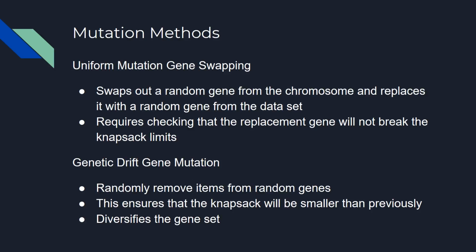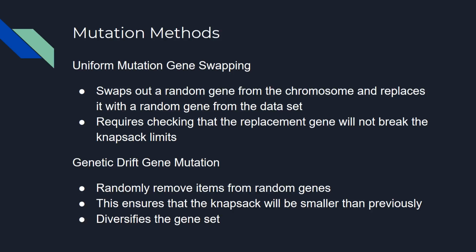And we focused on two different mutation methods. One would be uniform mutation, and the other was genetic drift. So for the uniform mutation, it's very simple. We generated a random number from 0 to the length of the chromosome. And at that gene point, we simply removed that gene and replaced it with a random gene from the gene set. Now, every time this happened, we needed to check that the replacement gene would not break the knapsack limits. And this worked quite well, but it can lead to a lot of computational overhead, as often many genes won't fill that requirement. And additionally, the scope of mutation is rather low.